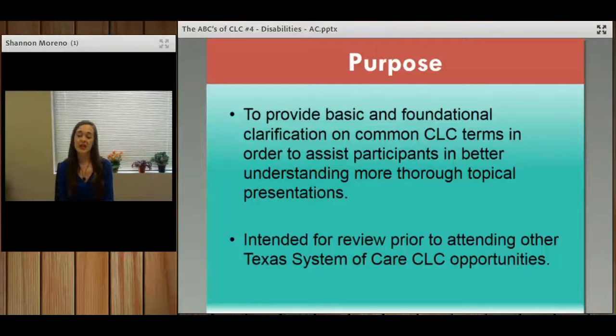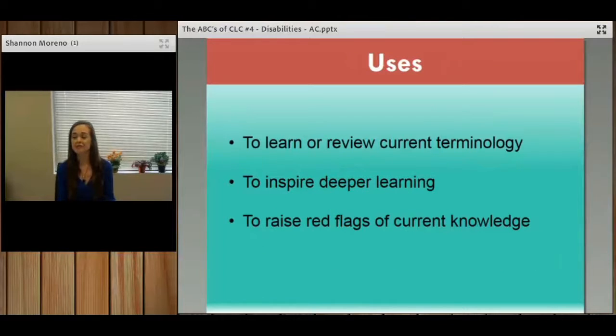This is intended to review prior to attending other Texas System of Care opportunities in regards to cultural and linguistic competence. However, I think you'll find that a lot of what we talk about today will be helpful in attending other training opportunities, whether or not that's provided by Texas System of Care specifically.